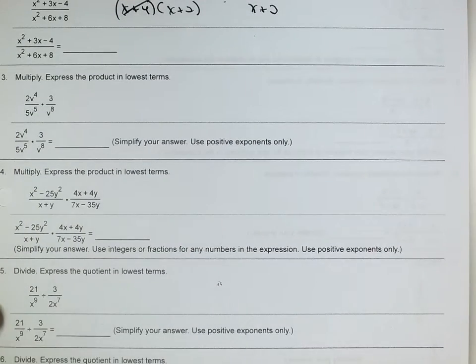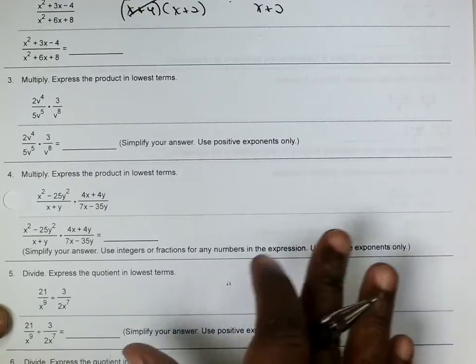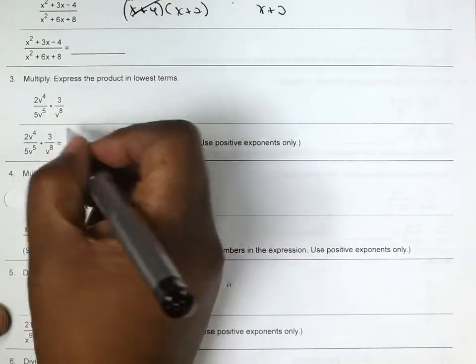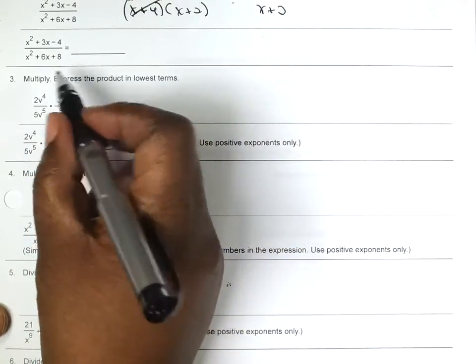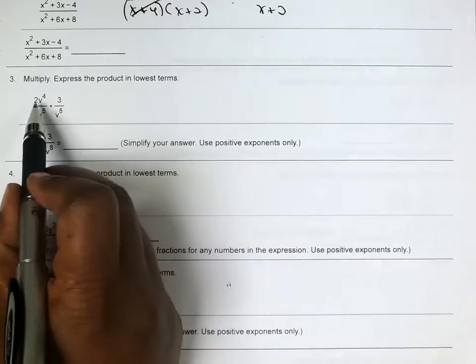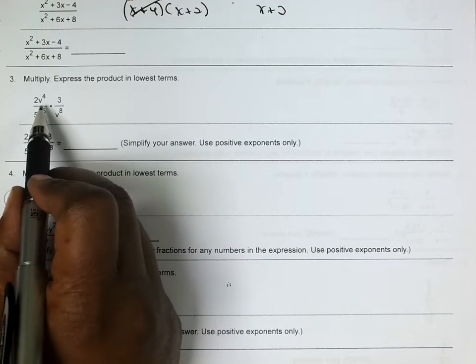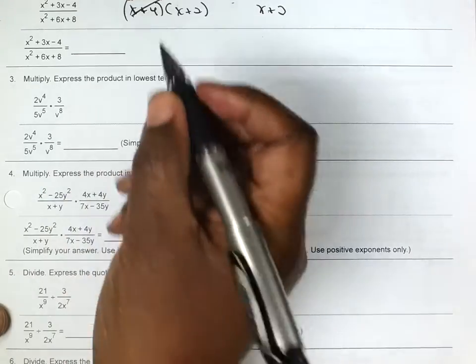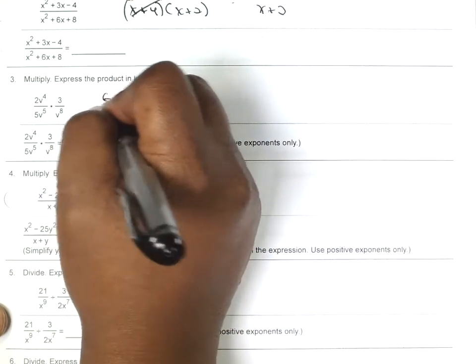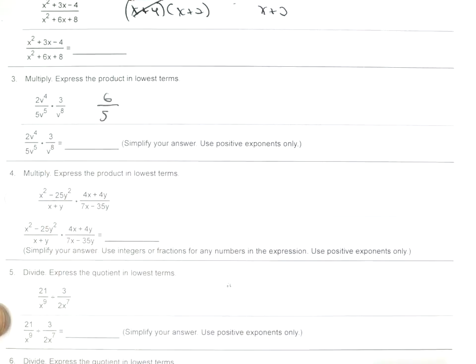Number 3, we're multiplying and simplifying. So we have all these powers of v's. First I'm just going to look at the real numbers and get that out of the way. Nothing simplifies, so I'm just going to multiply 2 times 3 on top to get 6, and we have that 5 on the bottom.